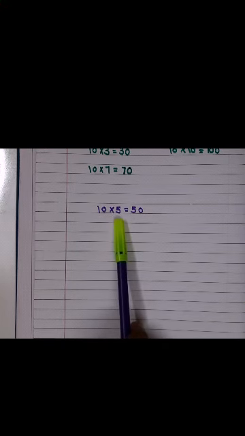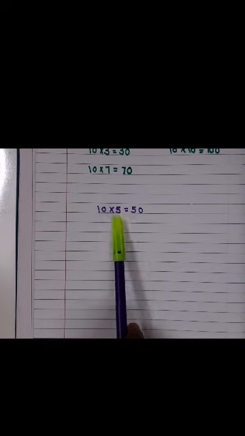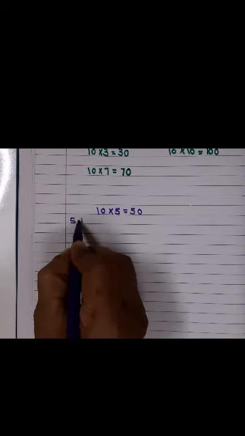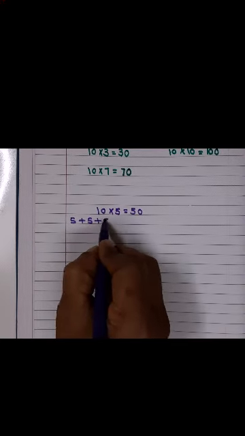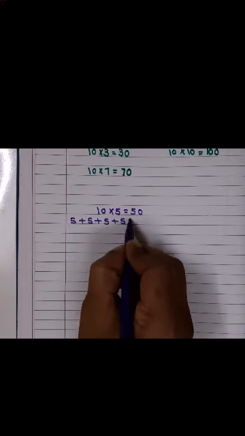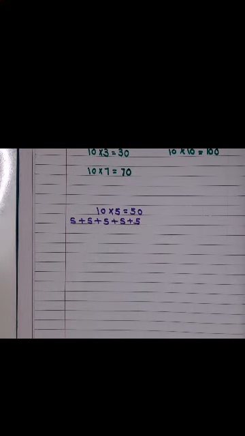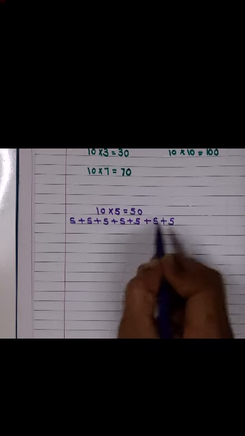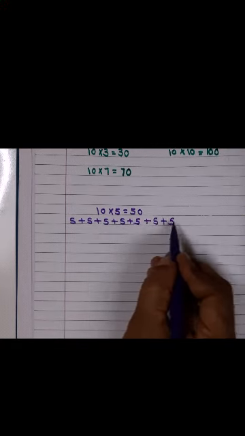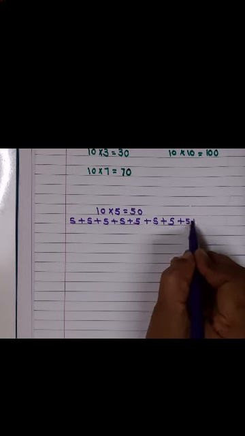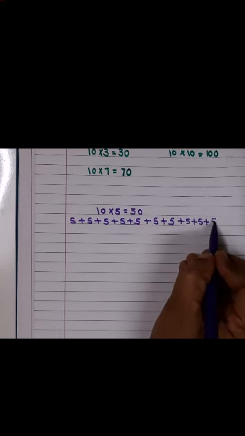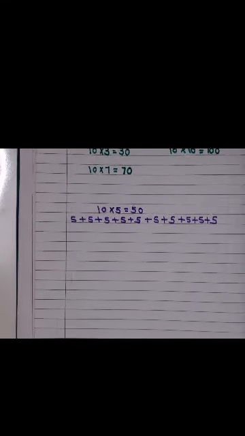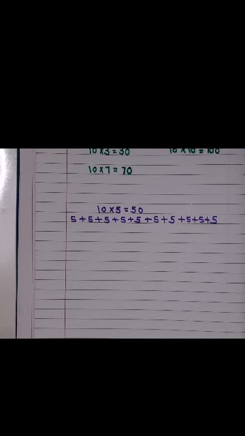So that means this number 5, children, you have to take it 10 times. So if I take it 10 times, this is 3, then 4, and then 5. Okay. So now I have to take it 10 times. Count, children. 1, 2, 3, 4, 5, 6, 7, 8, 9 and 10. So you add, children. Yes, you can add very fast.